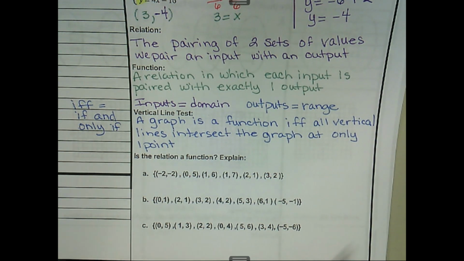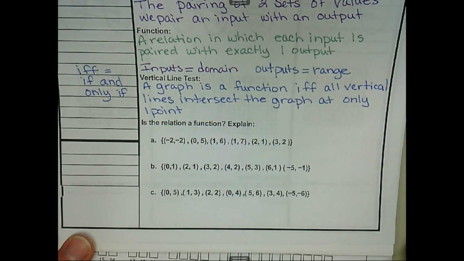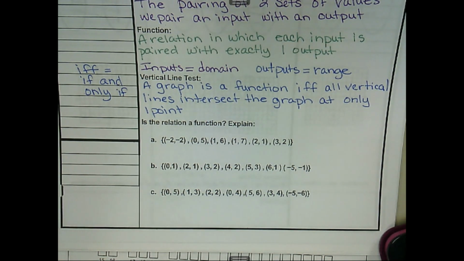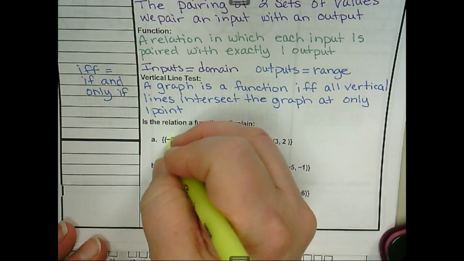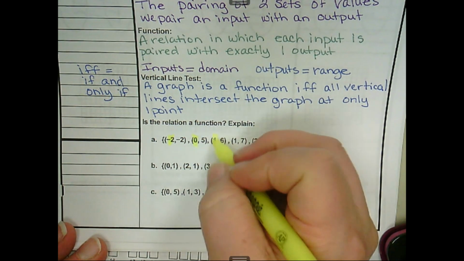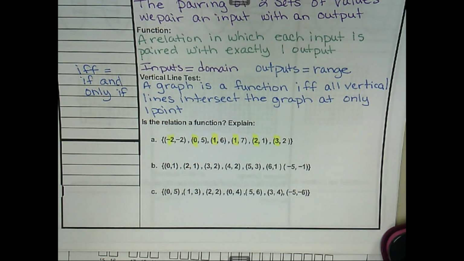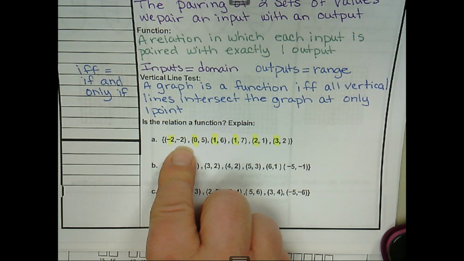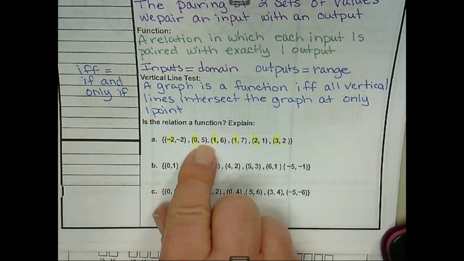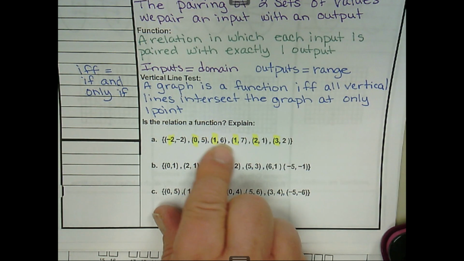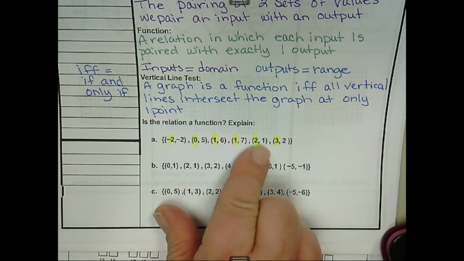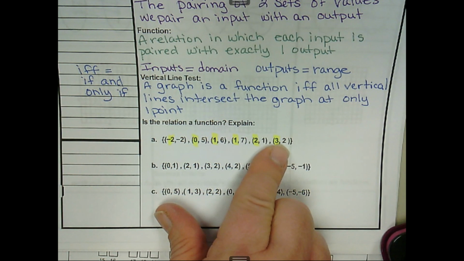So we're going to start analyzing now. We're going to look at the relations and see if they are a relation or a function. So what we need to do, we need to look at our inputs, our x values. Each input can only be paired with one output. -2 is paired with -2. 0 is paired with 5. 1 is paired with 6. 1 is paired with 7. 2 is paired with 1. 3 is paired with 2.